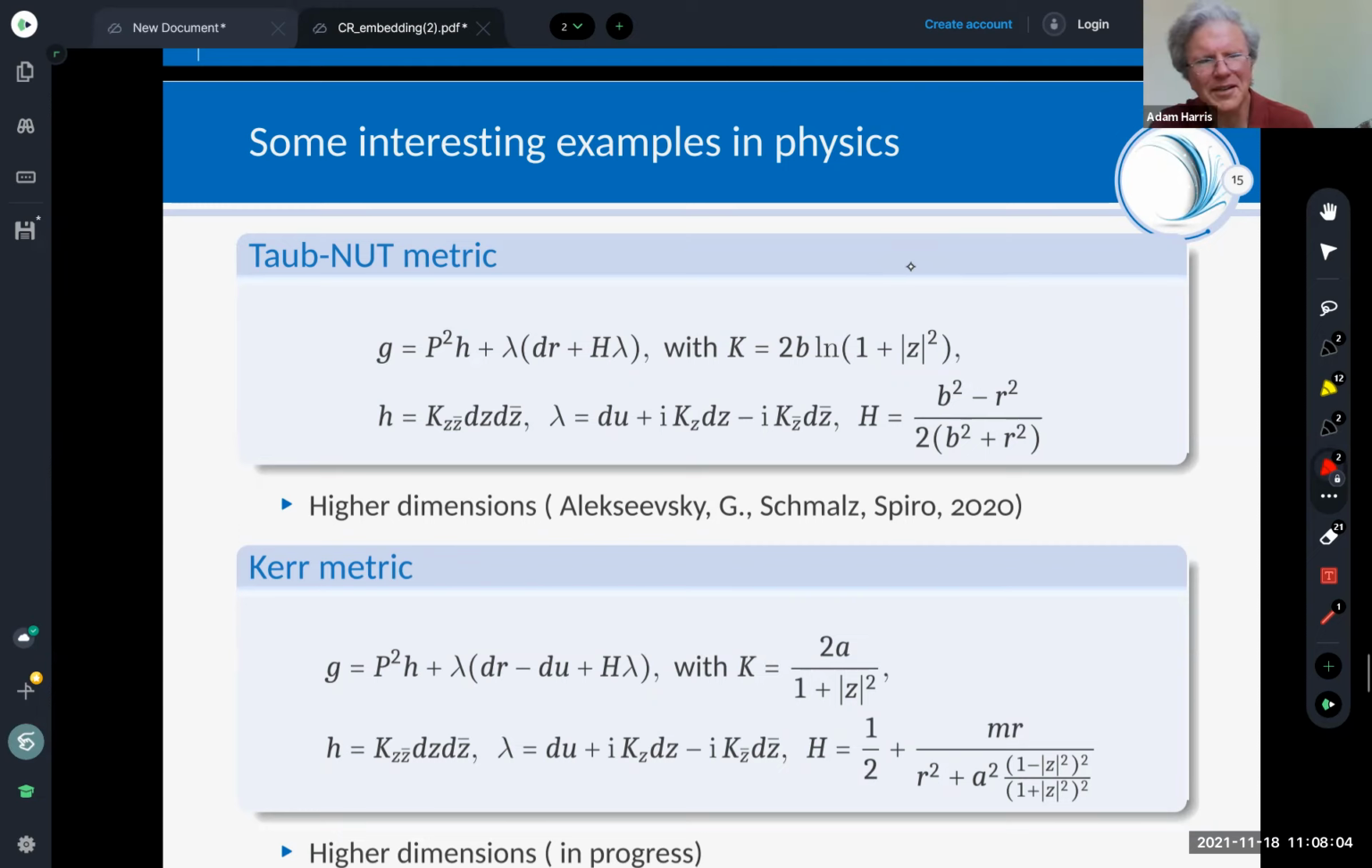Not to worry. N is Newman. Newman, Tamburino, and Unti. I'm not sure how you say it. Theodore Unti. That sounds right, yeah. It was originally discovered by Taub in '51 and then extended to bigger spaces by the NUTs. So I guess that makes the initials make sense. Anyway, sorry.